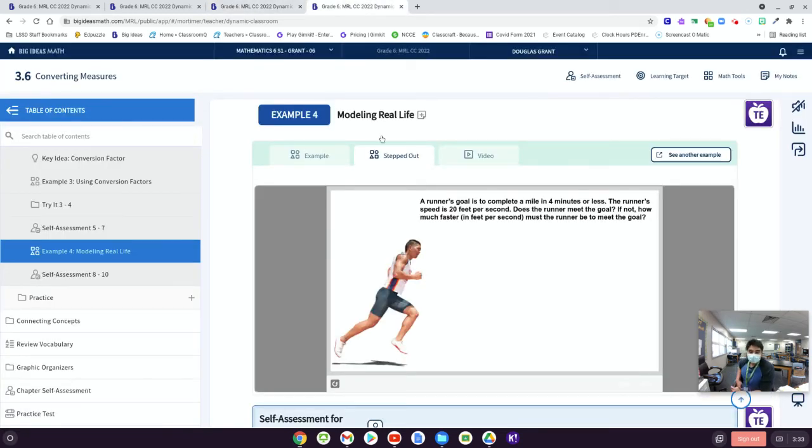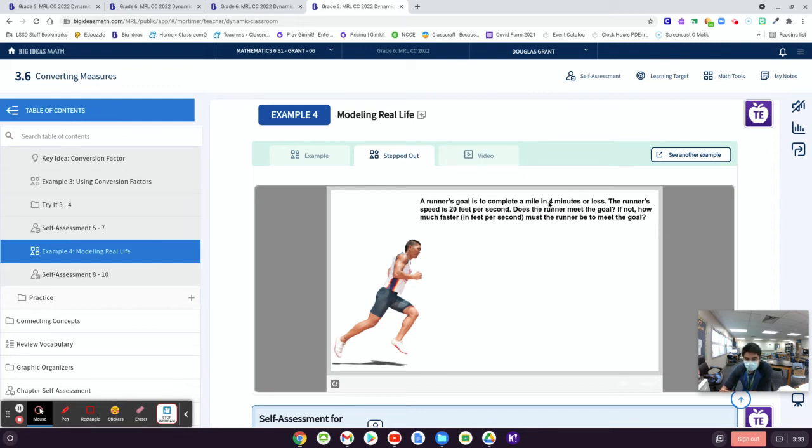Okay. We're going to do this last problem, and this problem is pretty tricky, but it's okay. Let's see if we can solve it. It says here, a runner's goal is to complete a mile in 4 minutes or less. It's very fast. It's a good accomplishment to have. The runner's speed is 20 feet per second. At this speed, does the runner meet the goal? If not, how much faster in feet per second must the runner be to meet the goal?